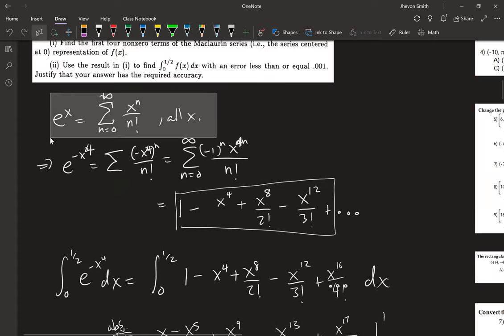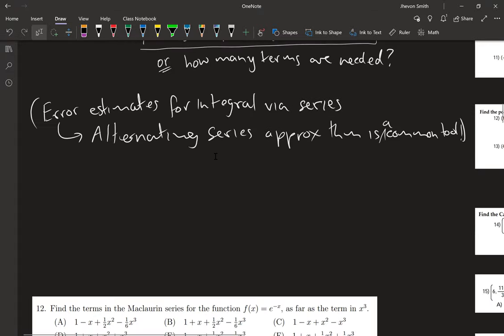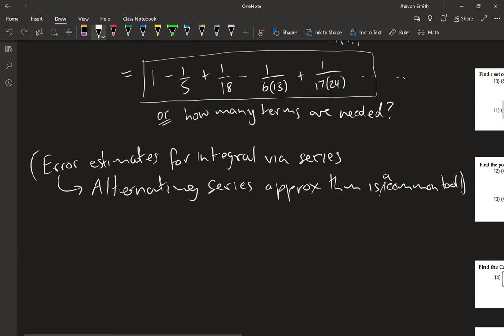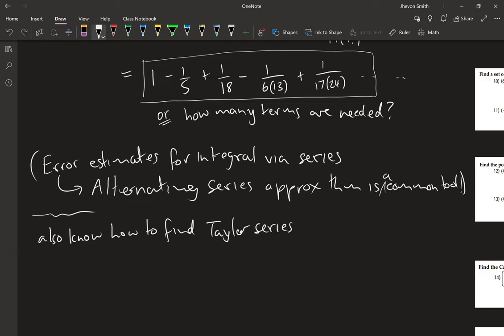But this comes down to, one, you need to know about those four series that I mentioned before. They're Maclaurin series. You also need to figure out how to find the Maclaurin series of something that isn't really memorized, but you can find it based on something that was memorized. So for example, also know how to find Taylor series via algebra, integration, differentiation.